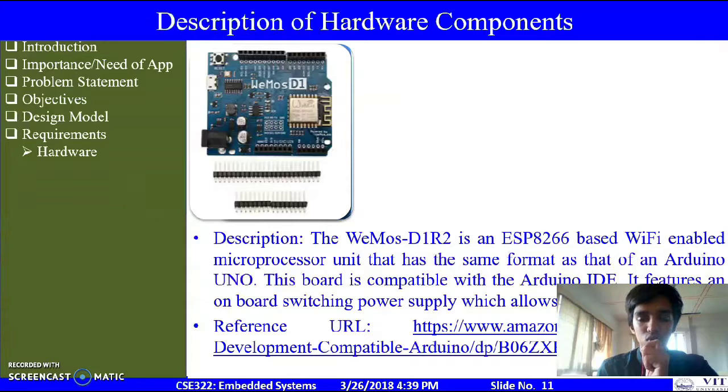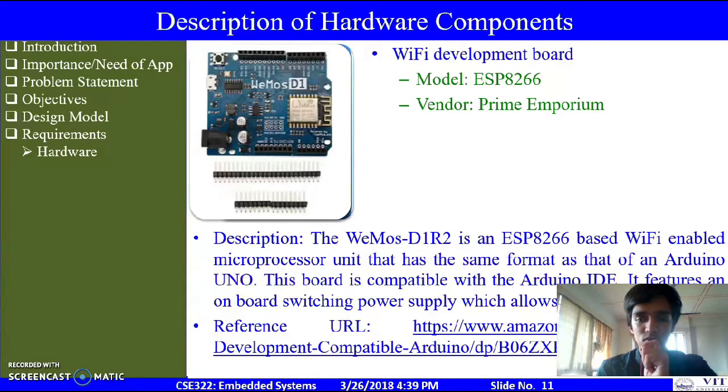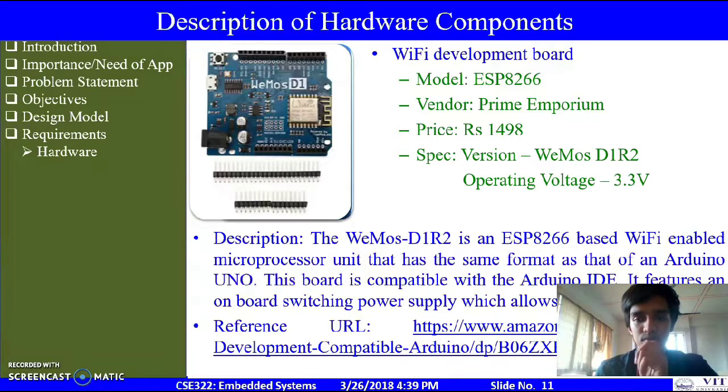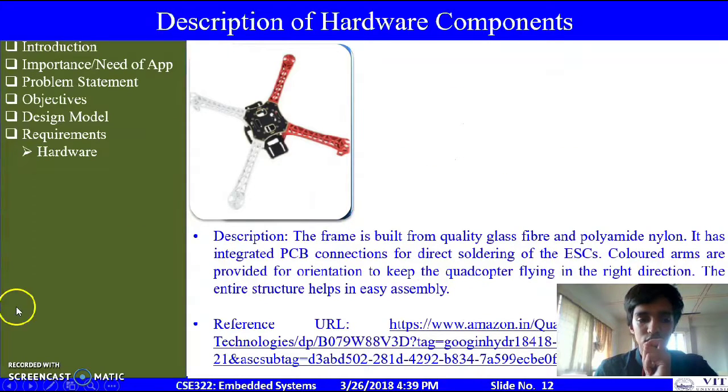The Wi-Fi development board is a WeMos D1 R2, an ESP8266 based Wi-Fi enabled microprocessor. It is the same format as the Arduino Uno, and it is compatible with the Arduino IDE. Hence, we are able to add IoT functionality to this board using simple Arduino codes. It has an operating voltage of 3.3 volts and 11 IO pins, which will give us proper power.